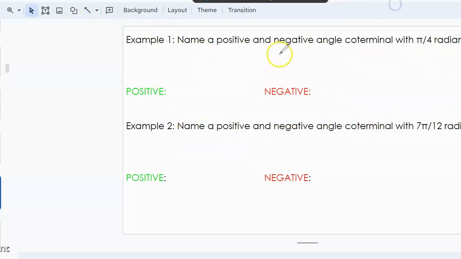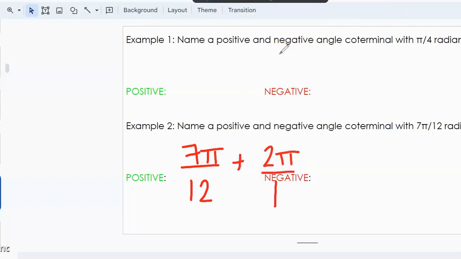All right, next we have 7 pi over 12. So again, I'm going to kick off by adding 2 pi. And if I add 2 pi, let's think about this. My denominator on the left is 12, so let's make this one a 12. If I change the bottom, I got to change the top. So 2 times 12 is going to give me 24. Yep, that looks like 24. So now we add them together. 7 plus 24 gives me 31 pi over 12.